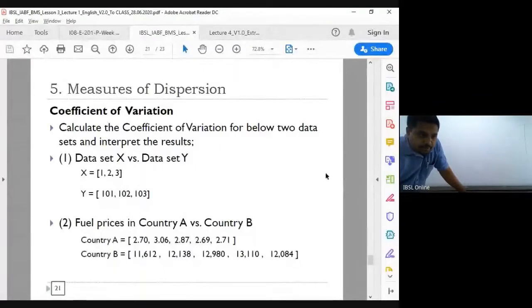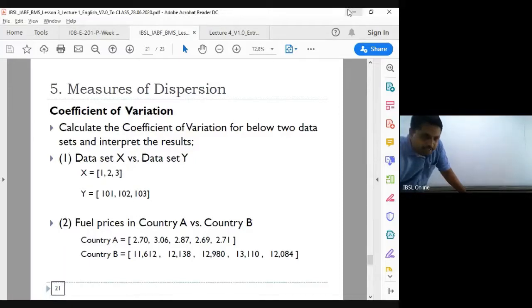Let me switch back to the slides. This is an addition to your distributor slide, by the way. Look at this class example: calculate the coefficient of variation for the below two data sets and interpret the results. We'll be starting next week's class with this before the next theory set. But for completion's sake, I just want to indicate what I meant here.